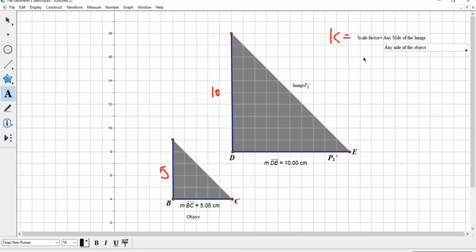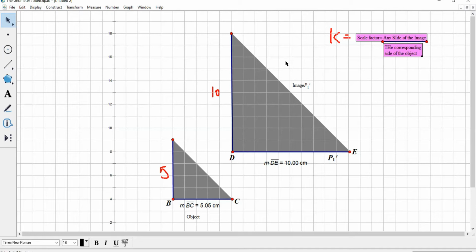That's the first thing that we need to know about enlargement, is that it's a scale factor. Any side of the image over the corresponding side of the object. I shouldn't have said any side. It has to be the corresponding side. So any side of the image divided by the corresponding side of the object. This is how we find the scale factor. 10 divided by 5, hypotenuse of this one divided by hypotenuse of this one will give us one number. That number is the scale factor.